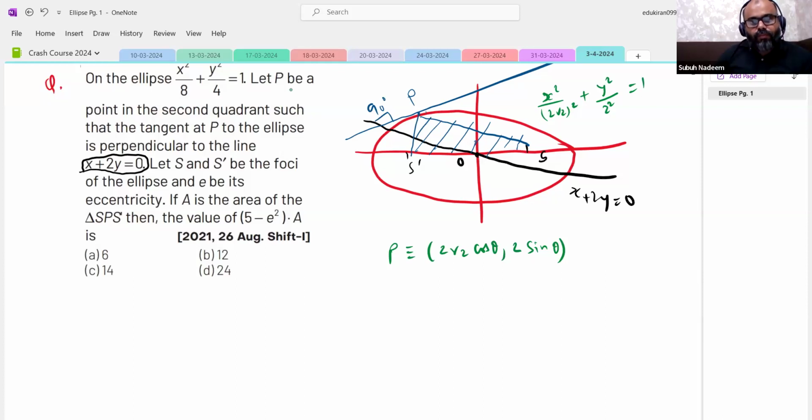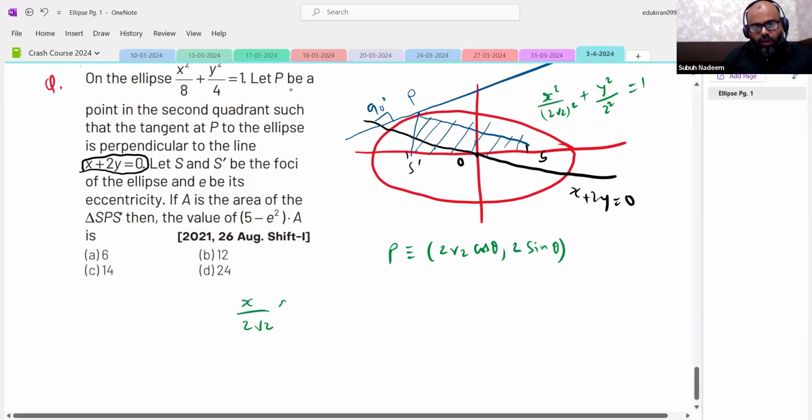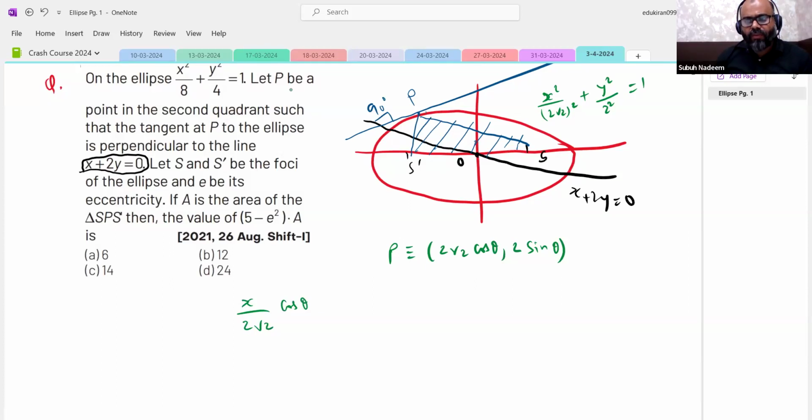And then we have the tangent. The tangent would be x by 2 root 2 into cos theta, using the formula x x1 by a square plus y y1 by b square equal to 1. Then you put x1 as 2 root 2 cos theta and y1 as 2 sin theta. So this will become y by 2 sin theta equal to 1. This is the tangent.